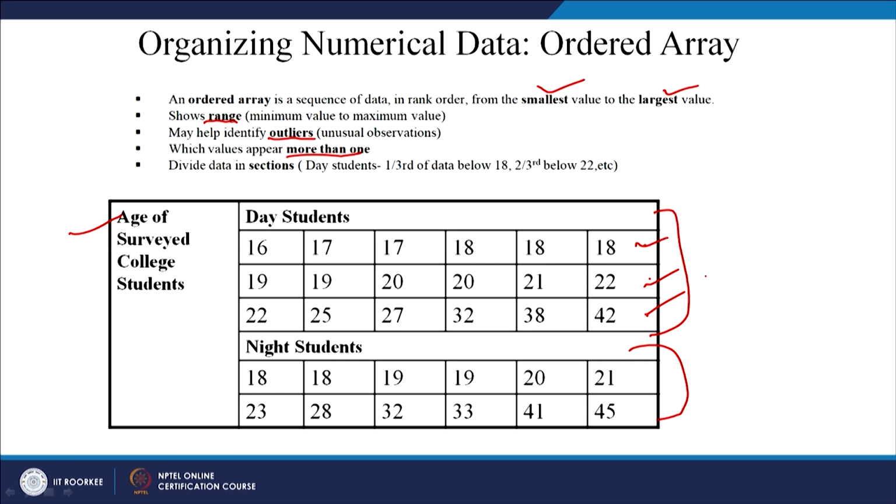So, we will say that 1/3 of the students are below 18, right. We have arranged this data in ascending order, in increasing order, right. So, this is 16, 17, 17, 18, 18 and so on. We will say that 2/3 of students are below the age of 22 and all the students have age either 42 or less than 42. Similarly, you can do this for night students as well, right.